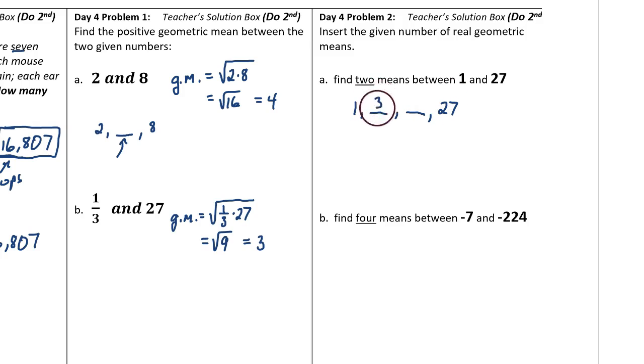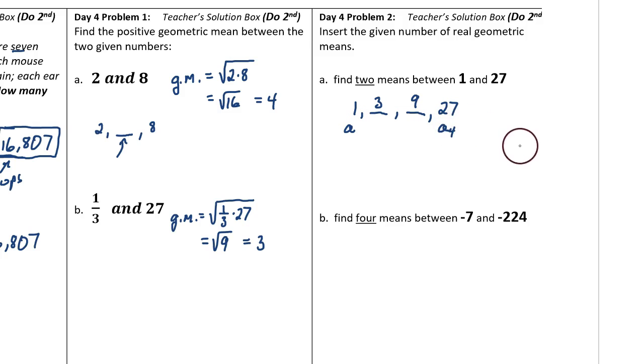1 times 3 makes 3. 3 times 3 makes 9. 9 times 3 makes 27. Yeah, it checks out. Now, what if you didn't know that? The very first number is a. This last number is a sub 4.